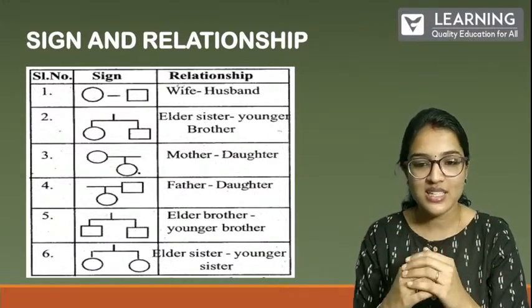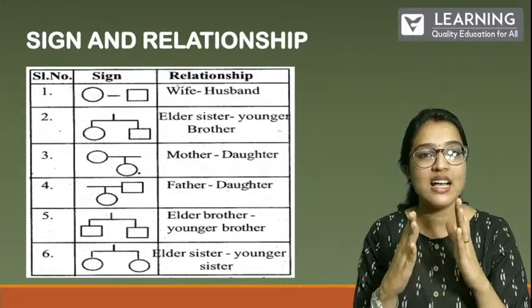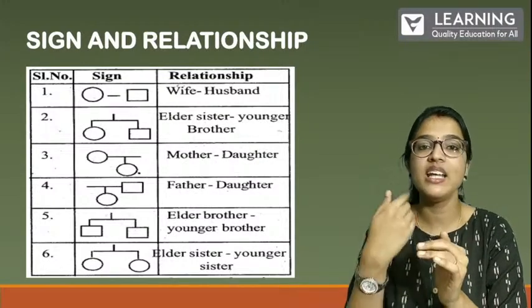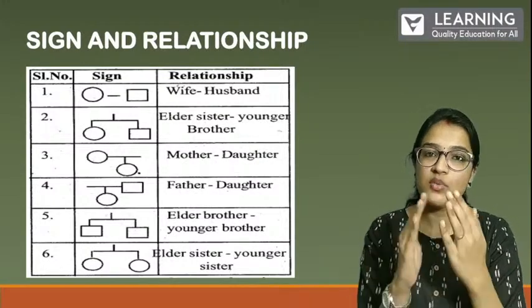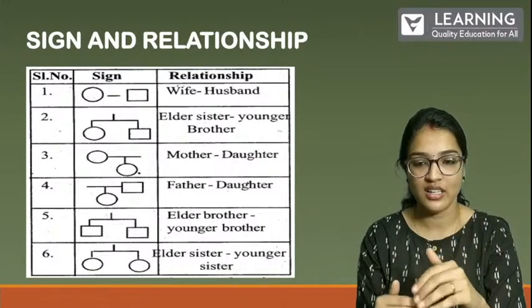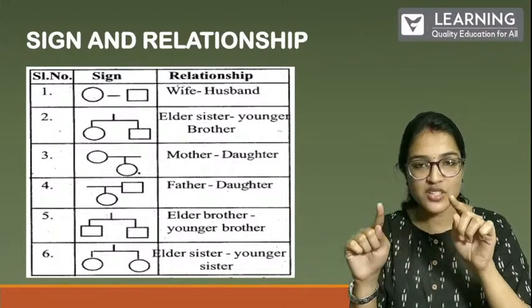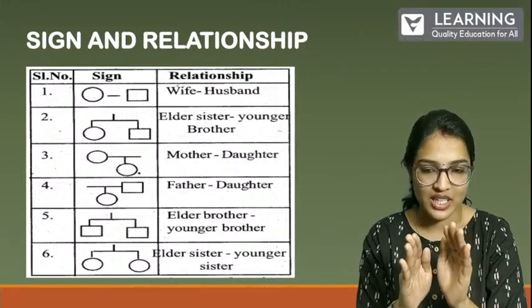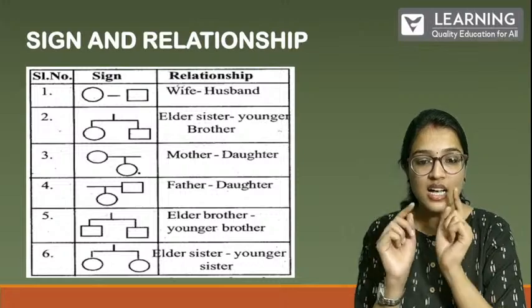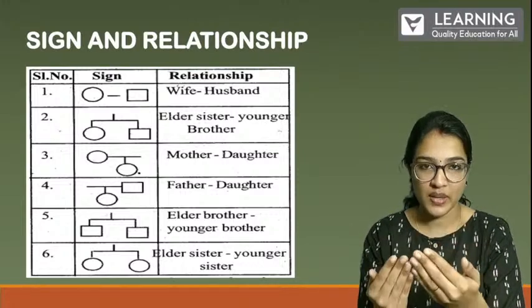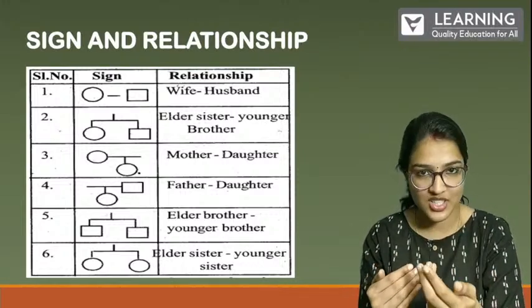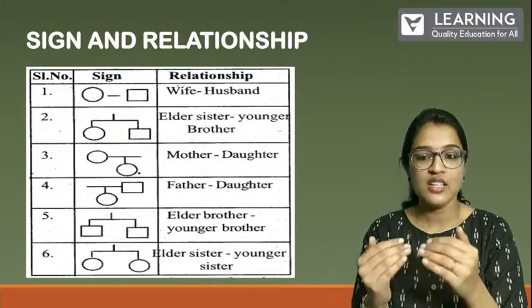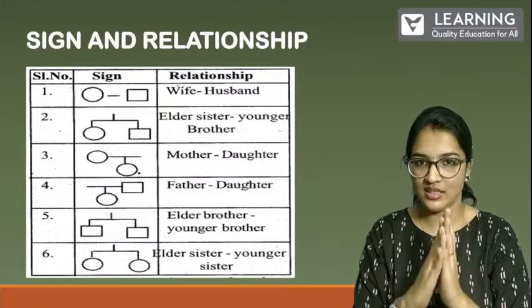Now the second one is elder sister and younger brother. As I told you before, the sign which comes first will be the elder child and the sign which comes second will be the younger child. So look here, there is a branch coming. By that branch itself, we can identify they are children. And the first sign is a circle. Circle means female, or we can call it a girl child. So it comes first. That means it is the elder child. So we'll call it elder sister.